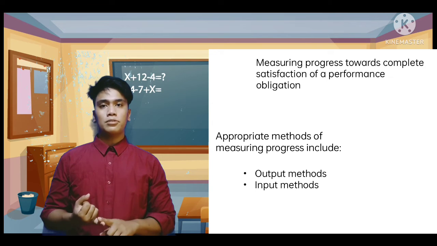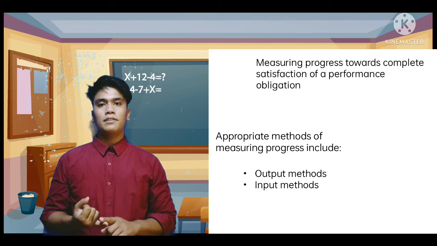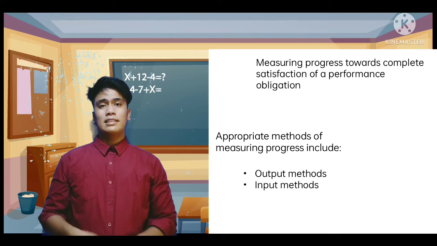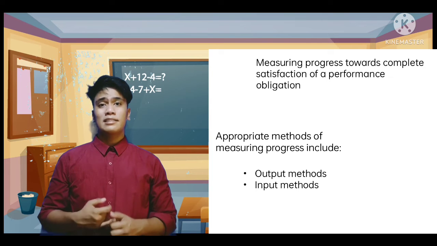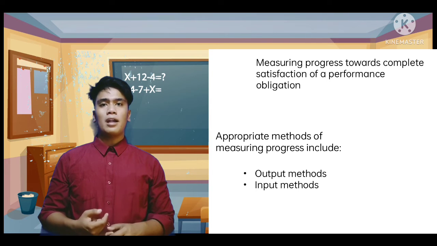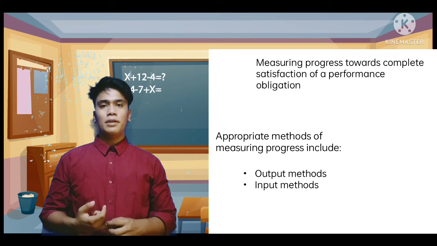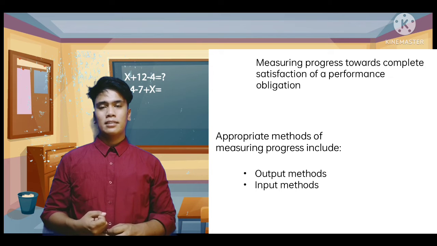Under output methods, progress is measured based on direct measurements of the value of the goods or services transferred to date relative to the remaining goods or services promised under the contract. The disadvantages of this output method are that the output used to measure progress may not be directly observable and the information required to apply them may be costly.